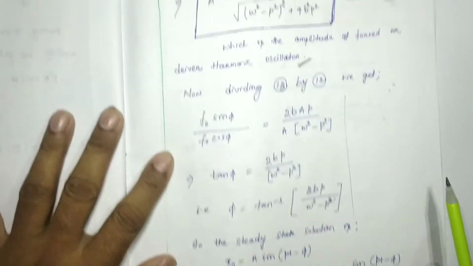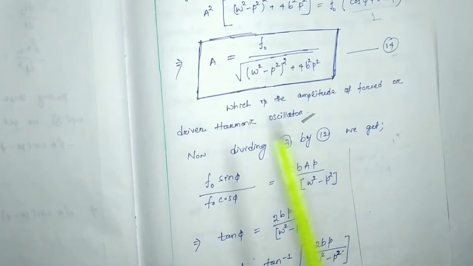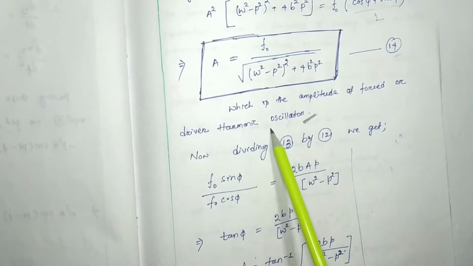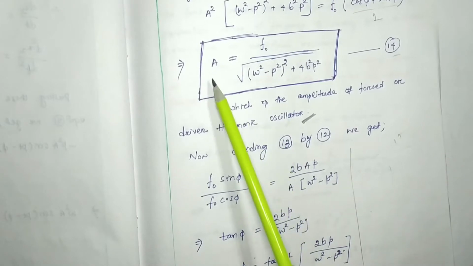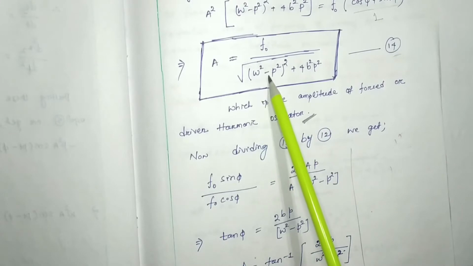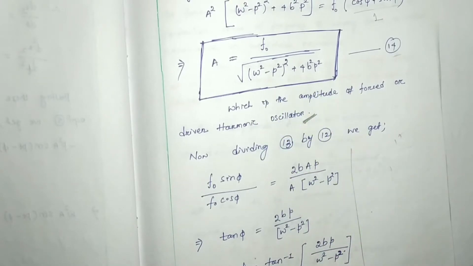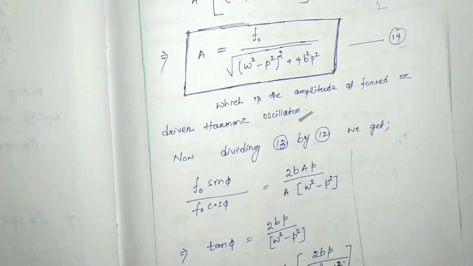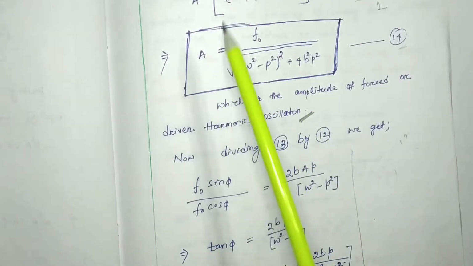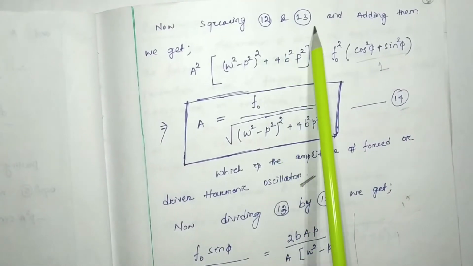Okay, so we found that the amplitude of a forced or driven harmonic oscillator will be A equal to F0 divided by the square root of omega square minus p square whole square plus 4b square p square. That is equation number 14. This equation number 14 we got by squaring and adding equations number 12 and 13.